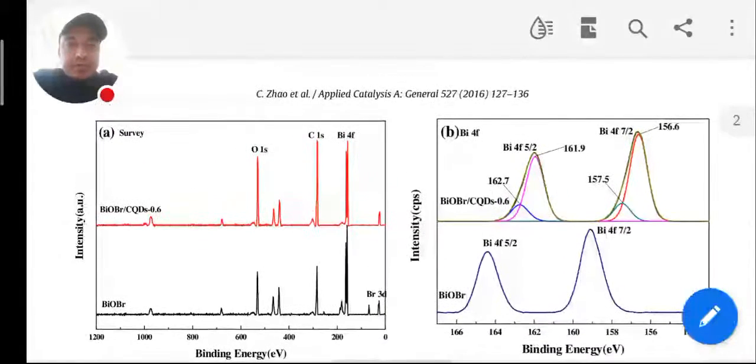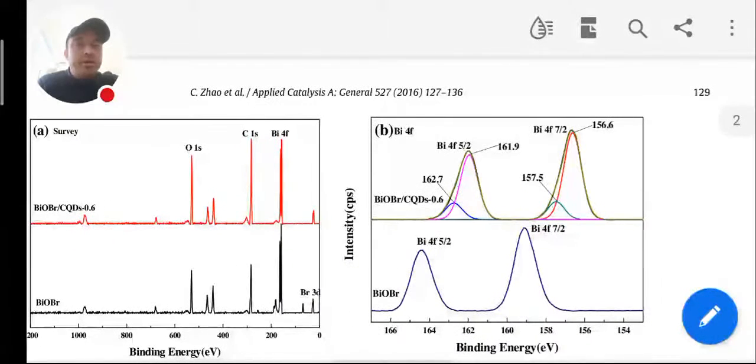In the survey of BiOBr carbon quantum dots, we find here that one peak is very high, that is carbon, and the other peaks also get higher than the other peaks. It means their energy is increased in the BiOBr carbon quantum dots. The intensity is increased, meaning their percentage is increased due to interactions, compared to the simple or pristine BiOBr.